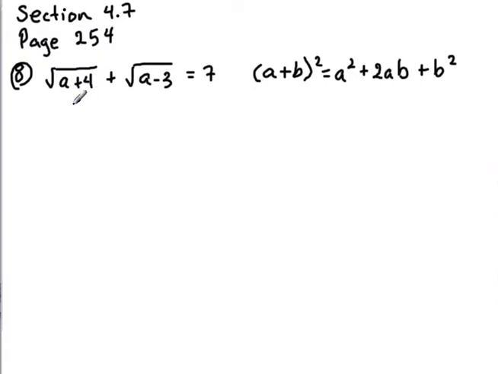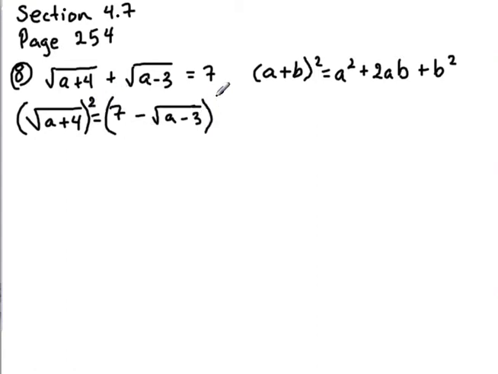So remember that the first thing we want to do is isolate one of the radicals. So what I'm going to do is take the second radical and move it to the right hand side. If I take positive radical a minus 3 and move it to the right hand side, it becomes negative radical a minus 3. Let's write that out. So radical a plus 4 equals, I'm going to write the 7 first. So 7 minus radical a minus 3. Alright, now what we want to do is square both sides of this equation.